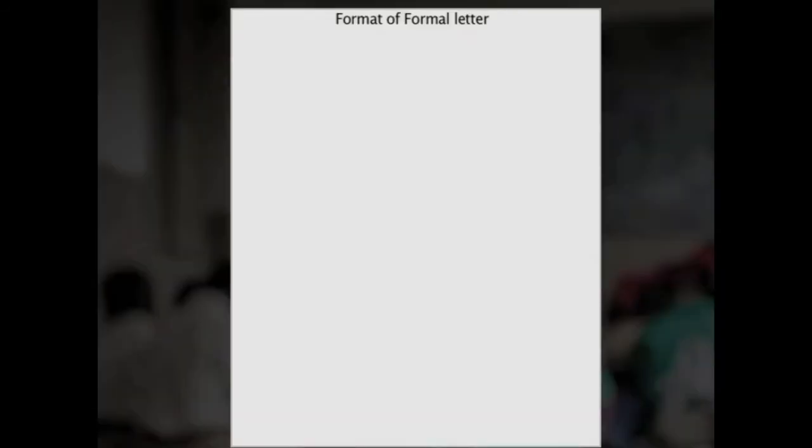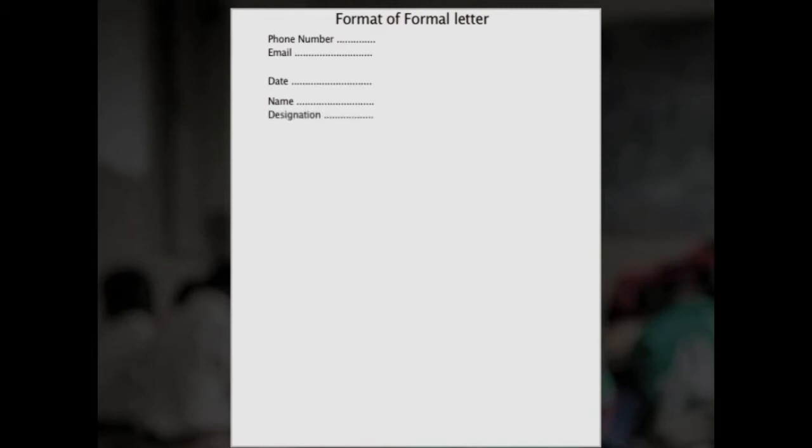Please look at the next slide, which displays the format of a formal letter. Here, to the left side of yours, you should write your phone number and your email ID. And then comes the date on which you are writing this letter. And then you have to write the name of the person to whom the letter is being written.